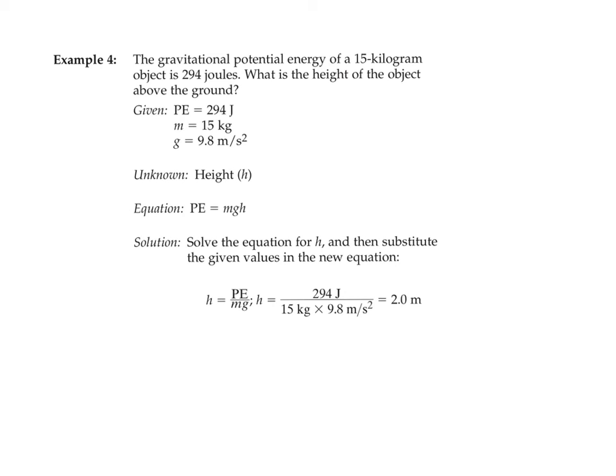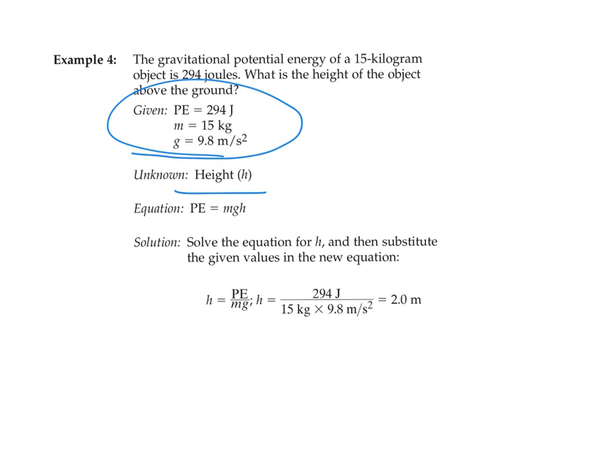So for our fourth example, we're going to solve for one of the other variables. Let's see how this works. The gravitational potential energy of a 10 kilogram object is 249 joules. What is the height of the object off of the ground? So our given information is here. We know the potential energy, 249 joules, and we know the mass, 15 kg, and of course we know gravity. So we're trying to find height.